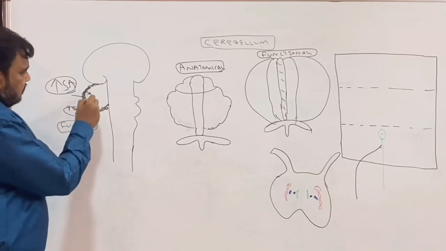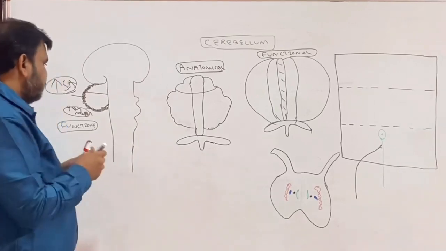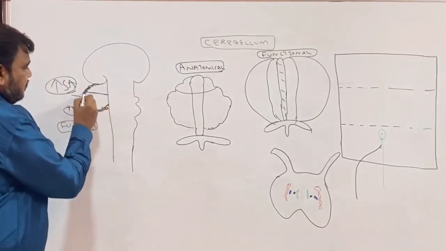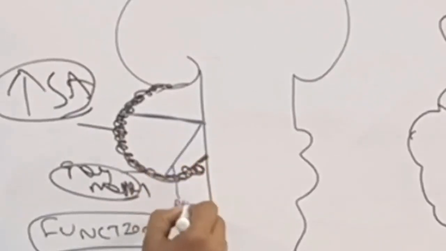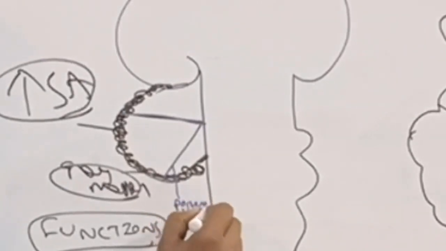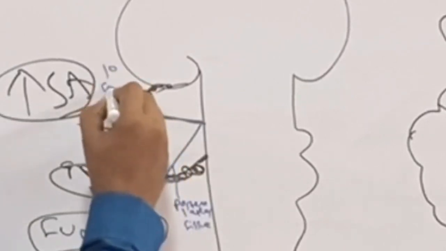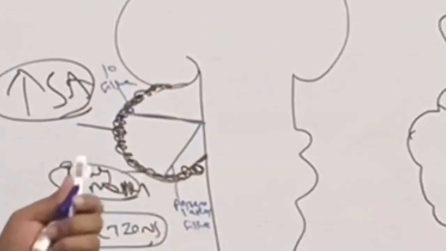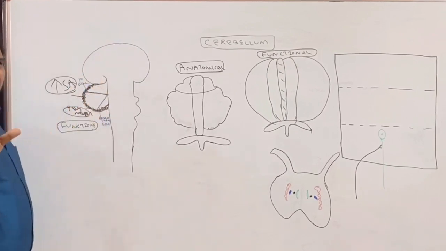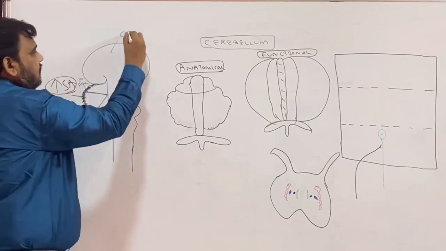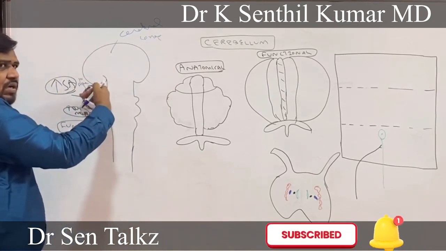Now let me use another color. So you can see here, let these be two fissures. So this is the posterolateral fissure and this is the primary fissure. And the cerebral cortex is separated from the cerebellum by the tentorium cerebelli. So this is the cerebral cortex. It is divided from the cerebellum by the tentorium cerebelli.